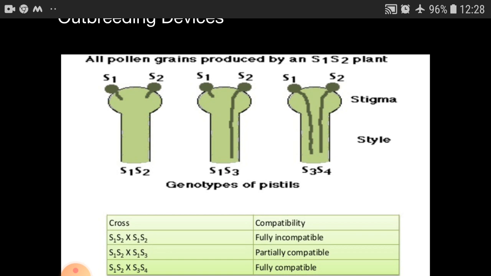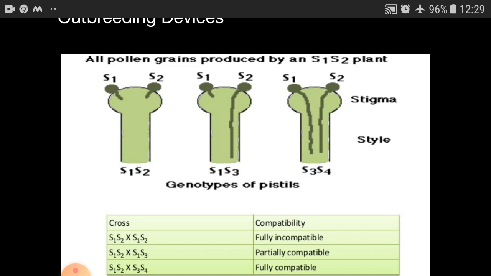So the stigma of a particular plant, when it receives a number of pollen grains, they may be either from the same mating type or they may be from other plants. For example, if we take wind pollinated plants, so many different pollens of various plants will come and land on the stigma. Stigma is sticky, so it will stick there. So what has to happen after that? That is what we are going to discuss.